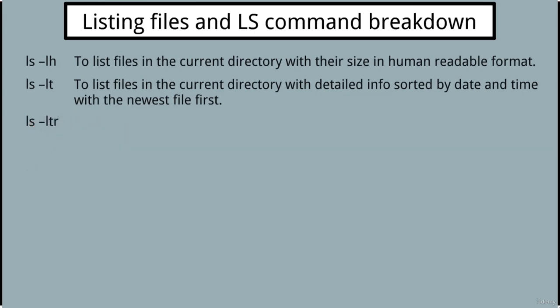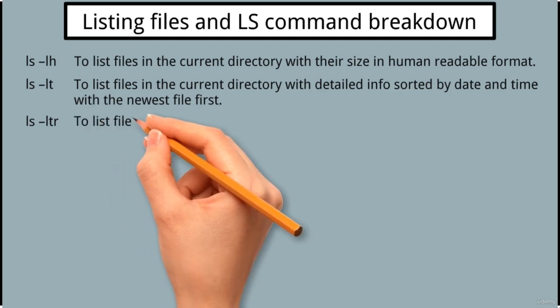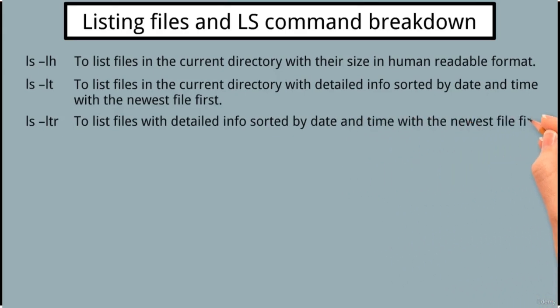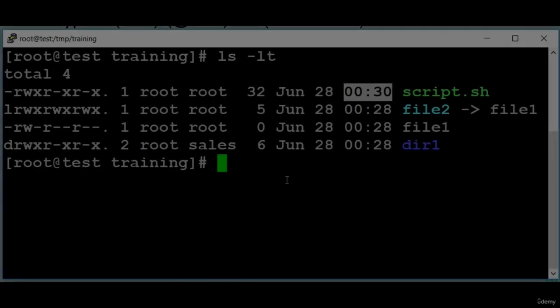So if you wanted to run the command ls -lt and you wanted to see it in reverse order, this is what it will do: list files with detailed info sorted by date and time with the newest file first. And I'll tell you why you would run this command. This is a command that I run most often. Let's bring up the terminal.